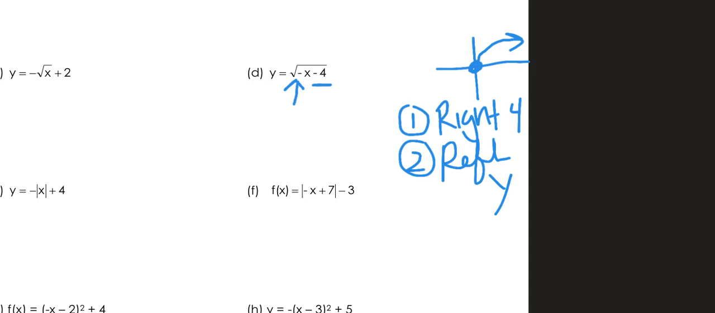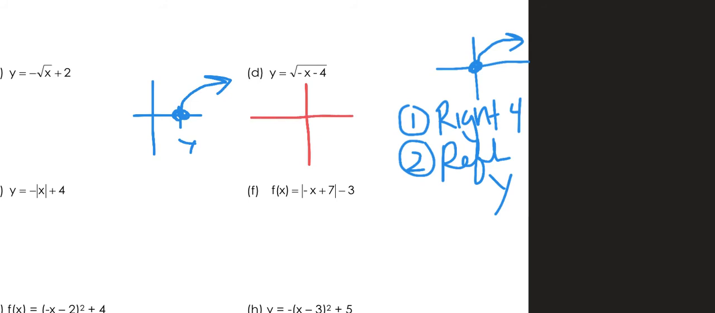Okay, so let me erase my little arrow here. Okay, first step, I'm going to move it right 4. Here we go. Okay, from my original to the one I just drew, I moved it right 4. Now I need to reflect this thing over the y-axis. That means it's actually going to jump to the other side and face the other way.